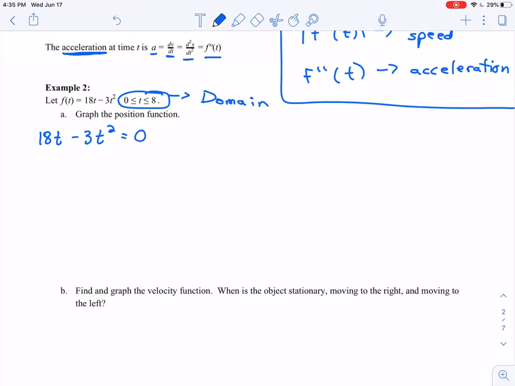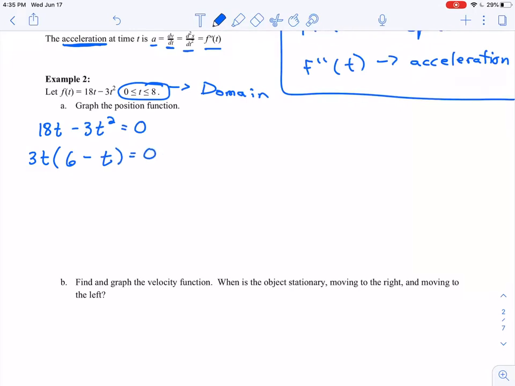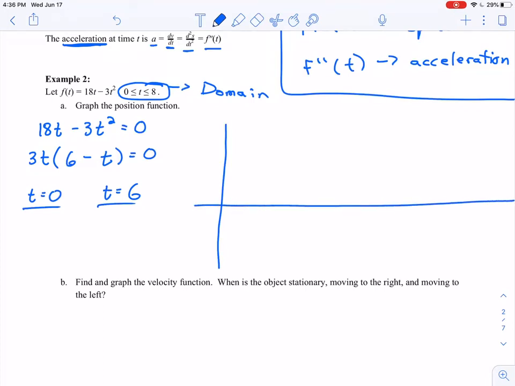So let's see, I can factor out 3t, and that will leave me with 6 minus t equal to 0. Taking each of these and setting them equal to 0 will give me t equals 0 and t equals 6, which means it crosses the x-axis at these t values. So if I were to sketch out what this looks like, let's see if I can do that. So 1, 2, 3, 4, 5, 6, and 7, 8. So really, I'm not going to look past 8. I'm going to stop my graph right there.